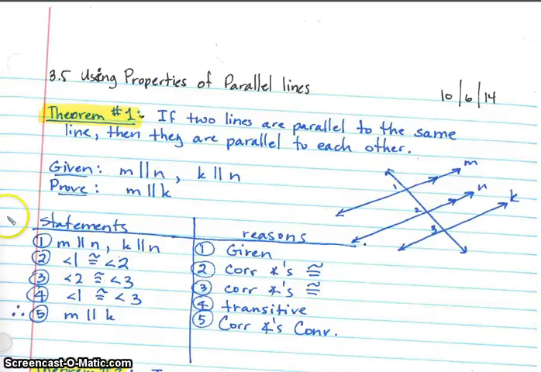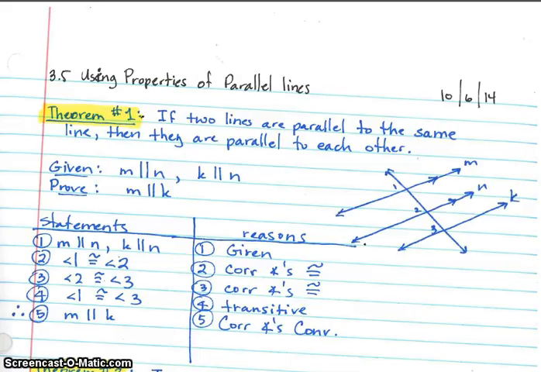Hello! Today we are going to discuss 3.5, using properties of parallel lines. Last class we talked about how we can prove lines are parallel if we know corresponding angles are congruent, if we know alternate interior angles are congruent, if we know consecutive angles are supplementary, or if alternate exterior angles are congruent. So today we're going to continue using what we've learned so far and apply those to other proofs that we might come across.